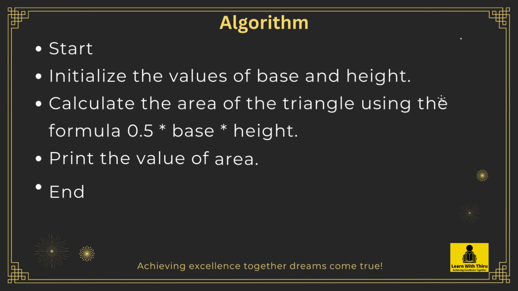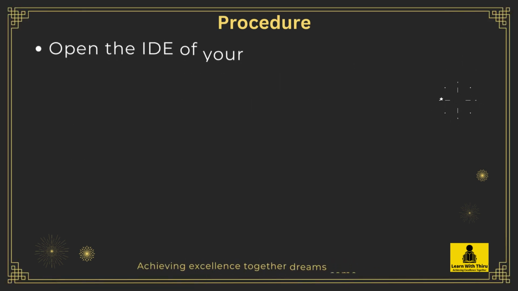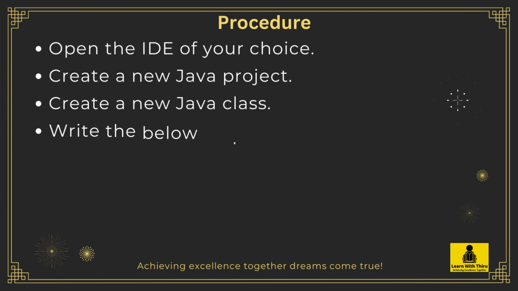Initialize the values of base and height. Calculate the area of the triangle using the formula 0.5 * base * height. Print the value of area. End.